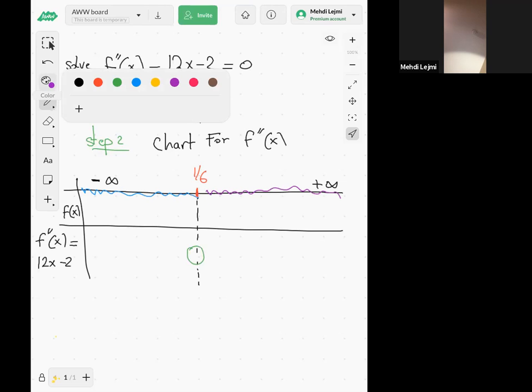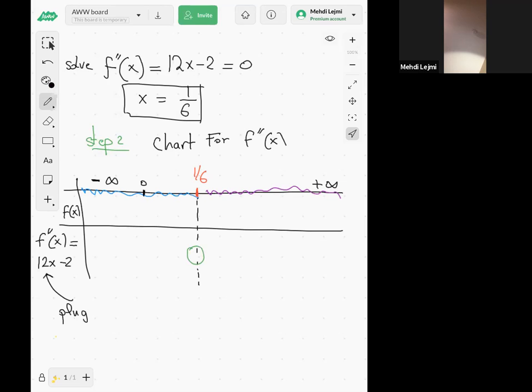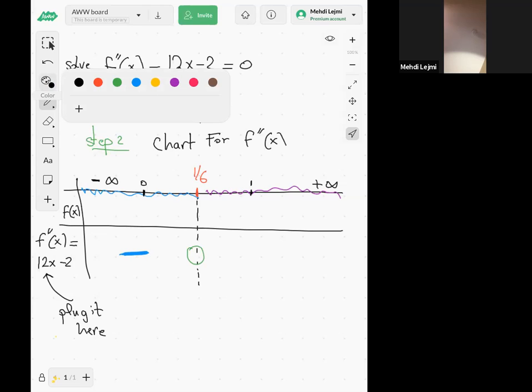As usual, you pick a number in the first interval. Let's say you pick 0. You plug 0 into the second derivative. That will be 12 times 0 minus 2, that will be negative 2. So the sign of the second derivative is negative from negative infinity to 1 over 6. Now I'm going to pick a number in the second interval, from 1 over 6 to positive infinity. Let's say we pick 1. You plug 1 into the second derivative. That's 12 times 1 minus 2, that's positive 10. So we have positive 10 here.